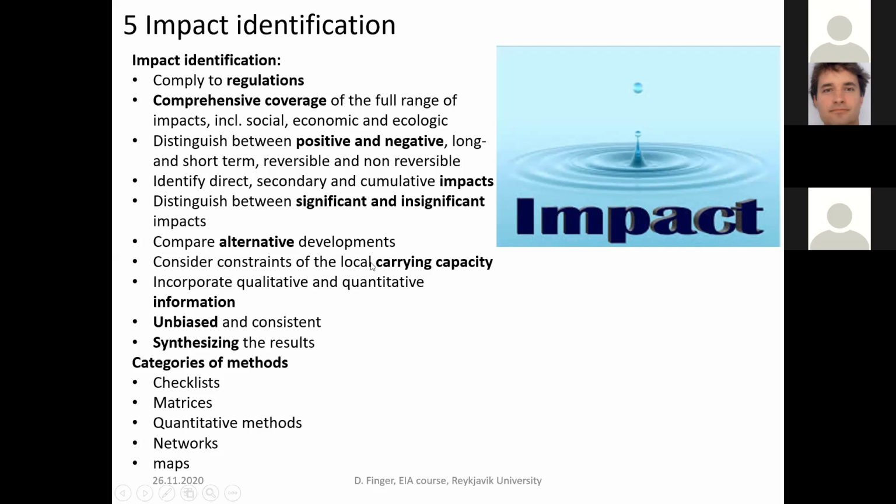And then maybe take the carrying capacity into account, and try to be unbiased and consistent, and provide all the information, of course, and synthesize the results in a way that is convincing for the public. And the synthesizing of the results is actually a really important exercise. This is also why your report for this class is limited to 40 pages, so that you try to put the information in a concise way and bring it across to the reader. That is really also an important aspect of an environmental impact assessment.